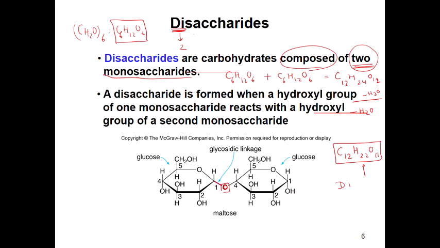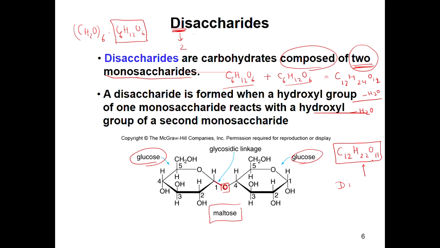And since I made glucose for this example, the disaccharide is called maltose. If we have glucose and fructose, we have another sugar. So we have a variety of disaccharides. You may combine any monosaccharides with each other to make the disaccharides.